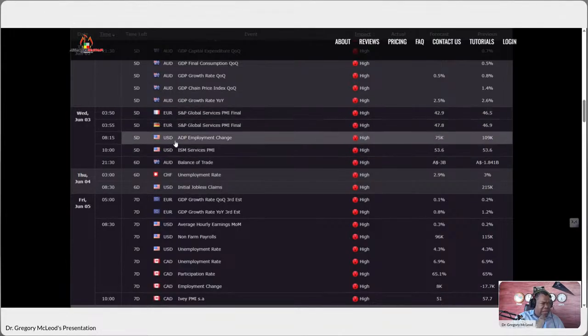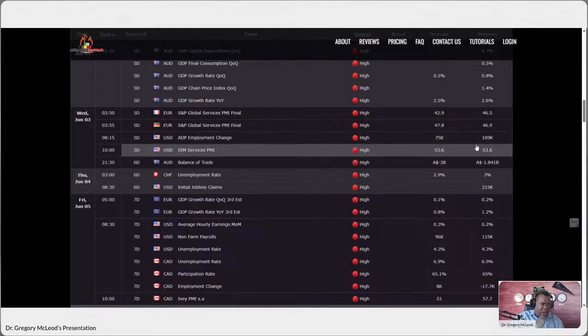And then you're going to have ADP employment change on June 3rd. And this is very important. This is the jobs number, and usually it comes before non-farm payroll, gives us an indication. Non-farm payroll is one of the most watched economic indicators in the world, because if U.S. consumers are working, they can buy stuff. If they can buy stuff, that's going to impact the market, right? The global markets, people who export to us.